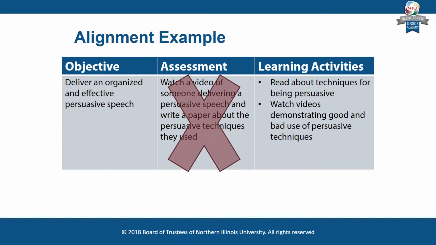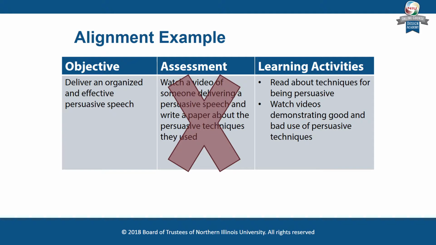The alignment in this example is not as good. For instance, the assessment does not clearly align with the objective. A better assessment would be to have students actually deliver a persuasive speech with visual aids. Unfortunately, this happens in online courses when it seems like an assessment or learning activity isn't possible because students are not face-to-face. However, technology does make most of these possible with a little creativity.